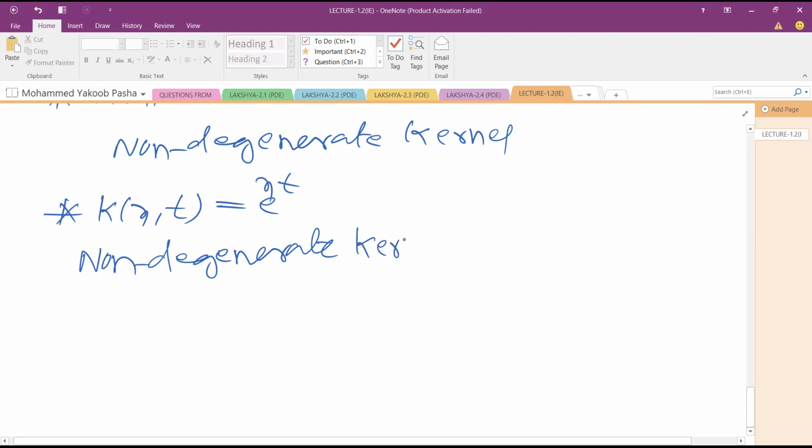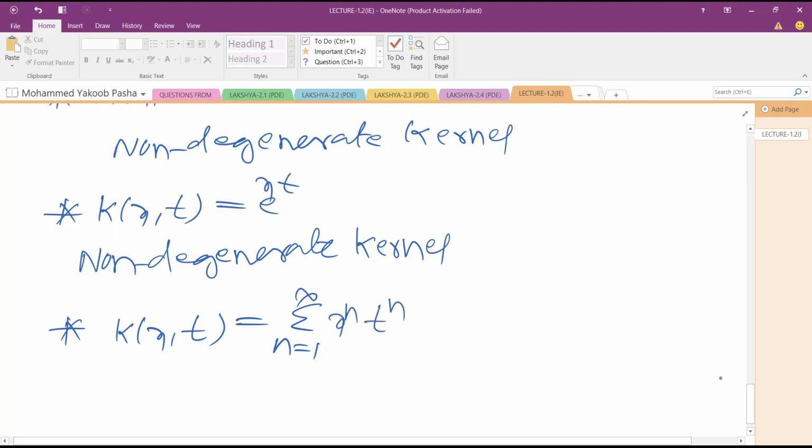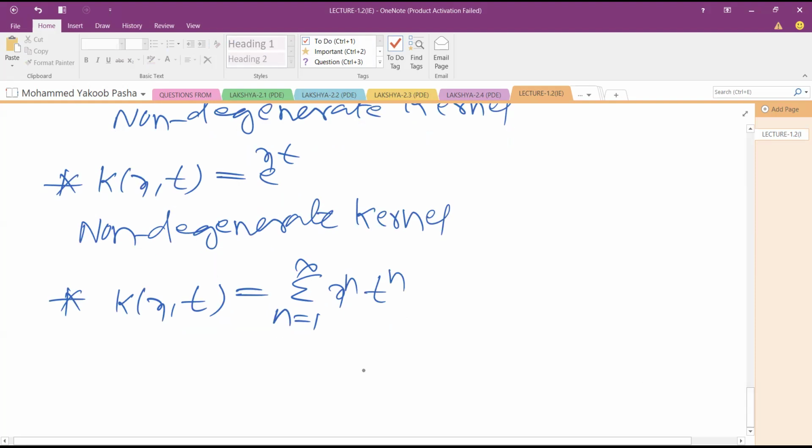non-degenerate kernel. Okay. If we take another example, k of x comma t is equal to summation n is equal to 1 to infinity x to the power of n into t to the power of n. Is it degenerate or not?